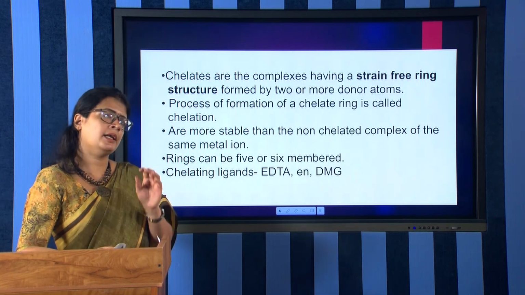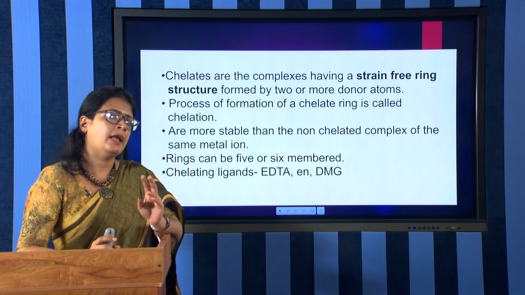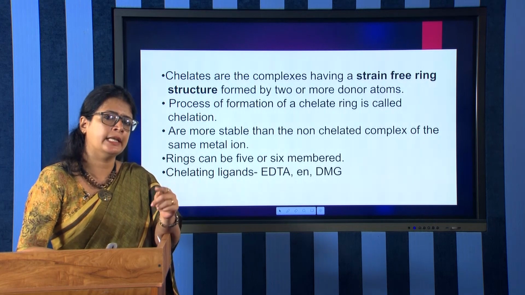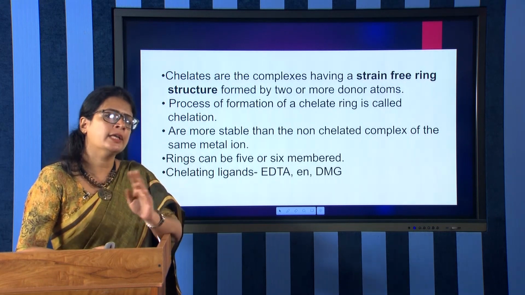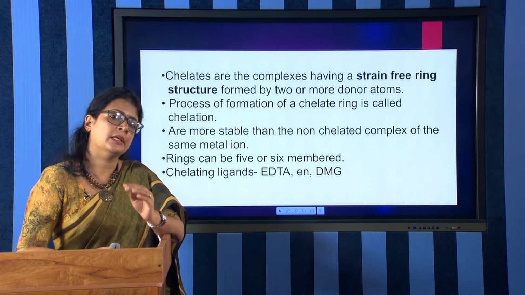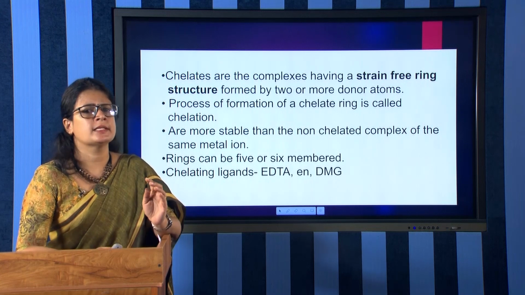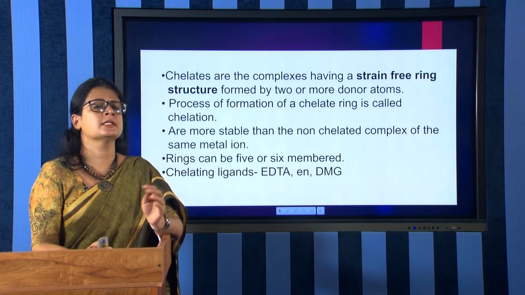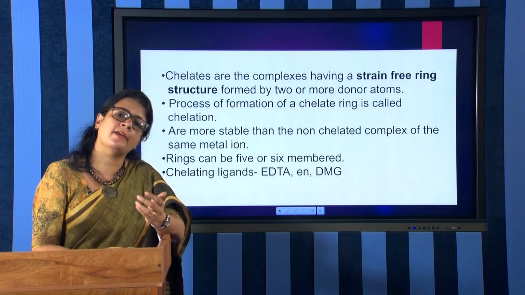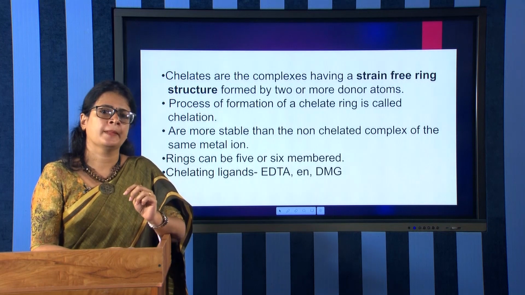When we compare, the same metal atom is present, and one is forming a complex with a ring structure, that is a chelate, and another is forming a non-chelated, that is open chain, structure. Which one will be stable? The chelated complex will be highly stable. And the rings formed in these chelates may be 5- or 6-membered, usually 5 or 6 membered.